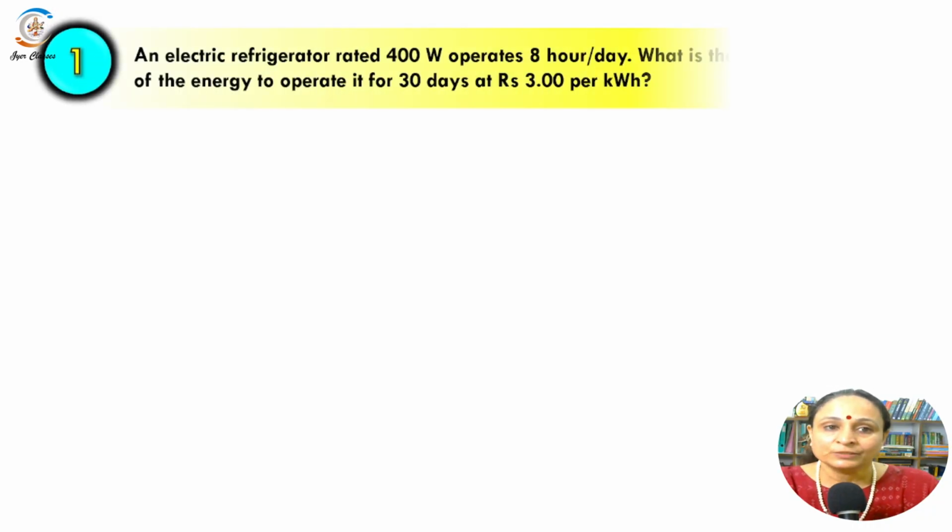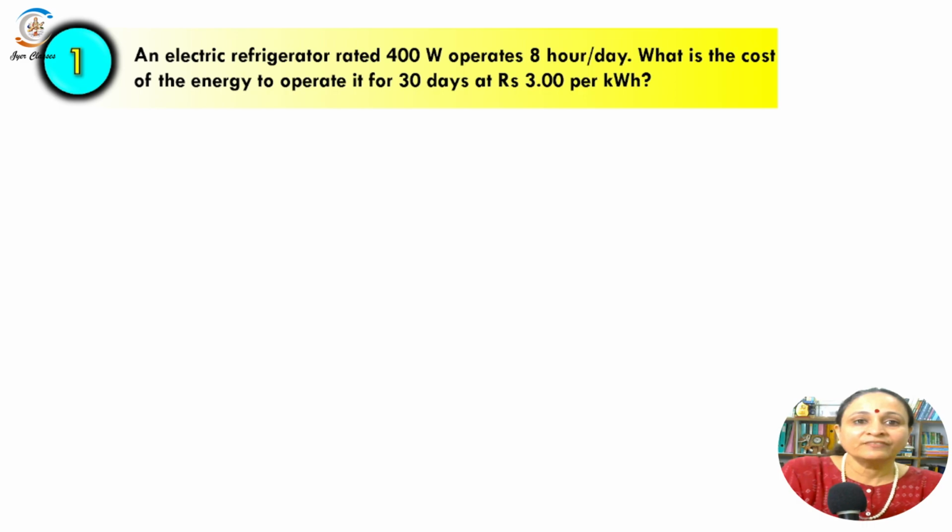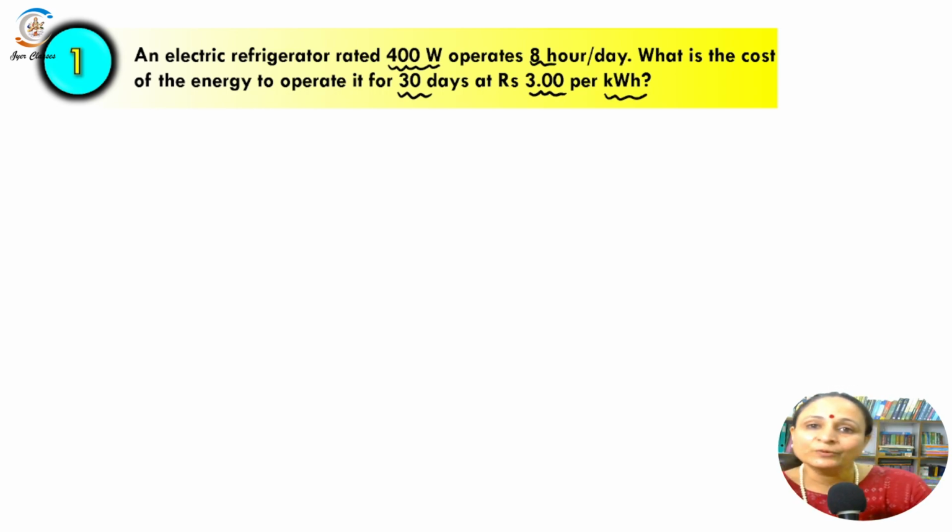Okay, so the first question comes here. An electrical refrigerator is rated at 400 watt and operates 8 hours a day. What is the cost of the energy to operate it for 30 days at the rate of rupees 3 per kilowatt hour? Okay, we get the bills in the house, how is it exactly calculated? There are many things which are written, but basically the cost is based on how much electrical energy you are consuming in all the apparatus which is working in your house together.